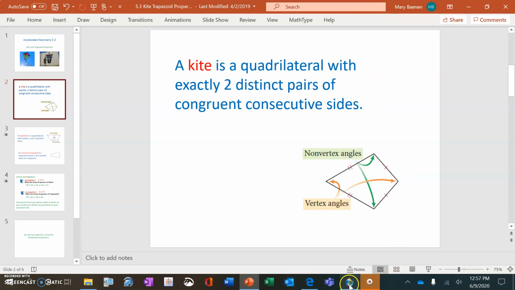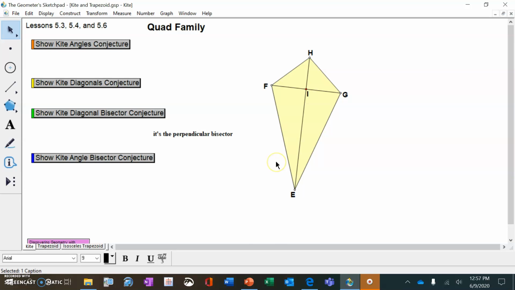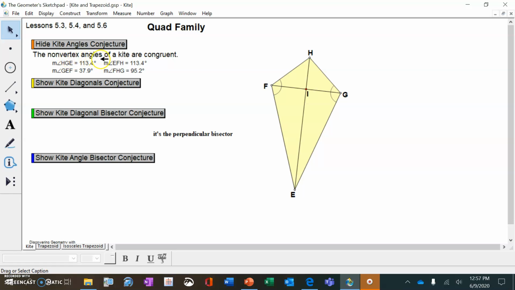And now I'm going to try to show you the properties. So here is a kite. And if you have your conjecture list handy, we're going to be adding 1, 2, 3, 4, 5, 6, 7 conjectures today. So here is our first. The first says, the kite angles conjecture. The non-vertex angles of a kite are congruent.